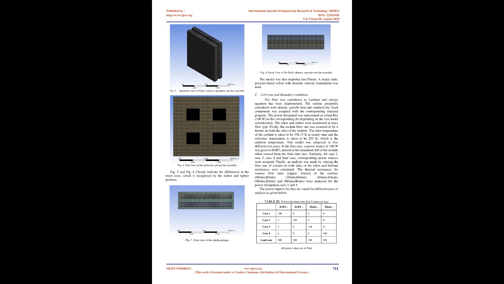Finally, an analysis was made by varying the flow rate of coolant on both sides of the inlets, and thermal resistances were calculated. The thermal resistances for various flow rates, upper and lower, of the coolant, 0 L/min and 8 L/min, 2 L/min and 6 L/min, 4 L/min and 4 L/min, 6 L/min and 2 L/min, and 8 L/min and 0 L/min, were analyzed for the power dissipation cases 1 and 4. The power input to the dies is varied for different cases of analysis as given below.